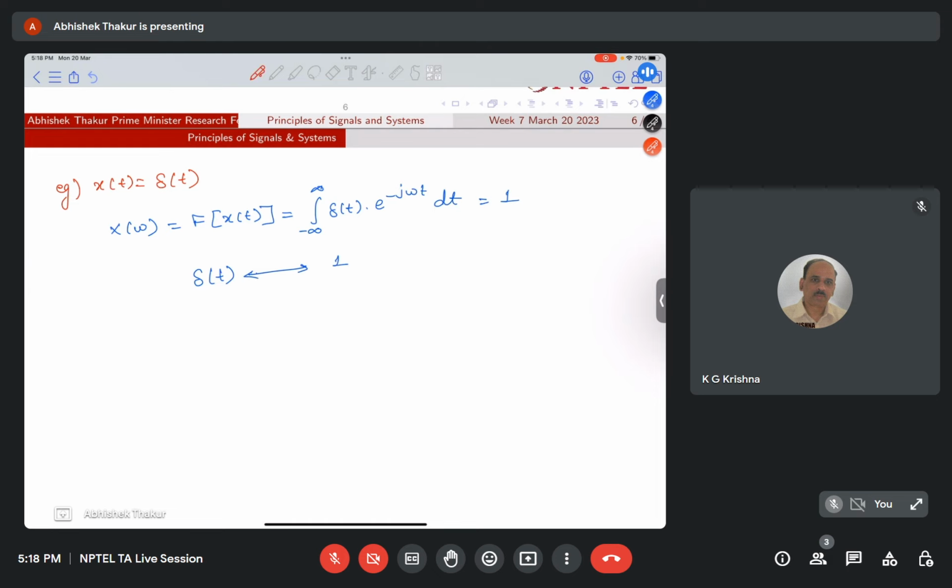So the Fourier transform of delta t is 1. Here you can see in the time domain delta t is represented as an impulse, and in the frequency domain it is represented like this: a constant value 1 for all values of omega. So this was one of the basic signals.